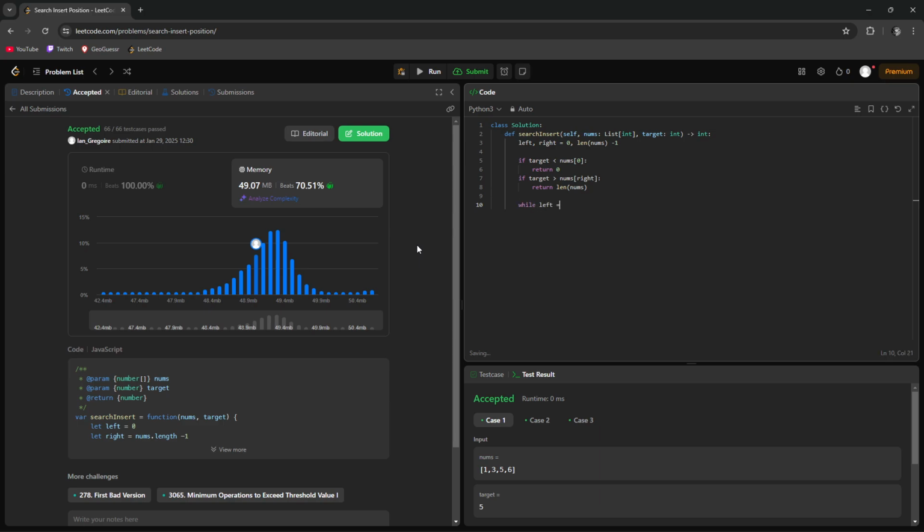While left less than or equal to right, mid equals (left plus right) floor division 2. If nums[mid] equals target, return mid. If nums[mid] less than target, left equals mid plus 1. Else right equals mid minus 1. Result equals mid. Return result.